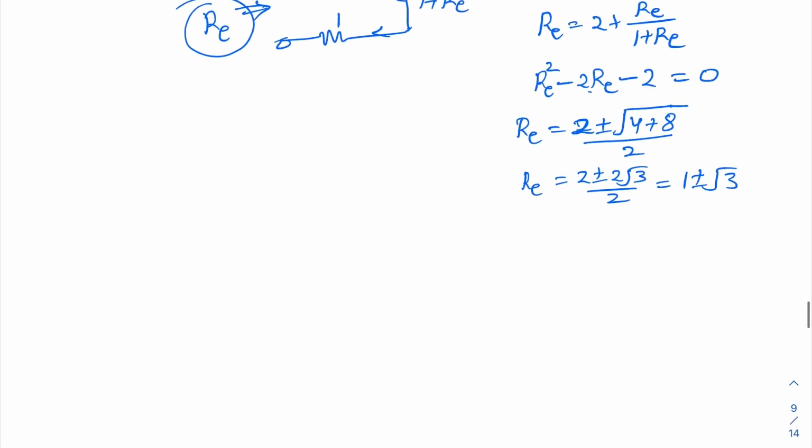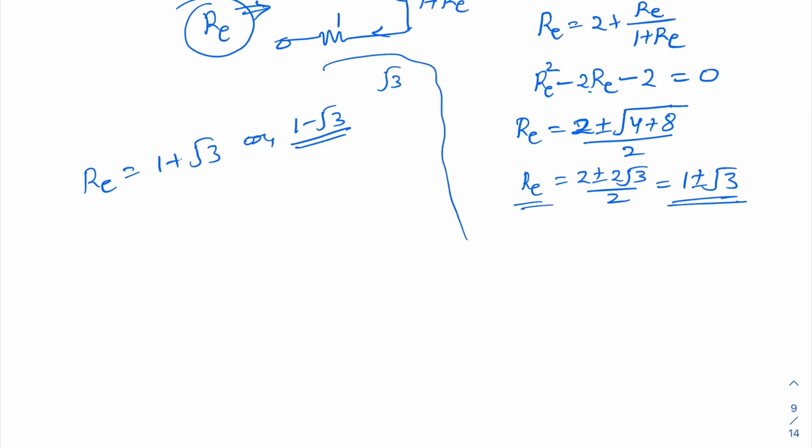Okay, now Re equivalent is equal to 1 plus root 3. So Re will be equal to 1 plus root 3 or 1 minus root 3. What is the value of root 3? It is very important, you need to remember this one. Root 3 value is 1.732. 1 minus 1.732 will be negative. So we will not consider the negative resistance. Okay, it is not physically possible. So it is negative, so we will not count this one.